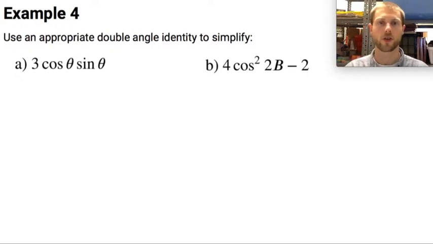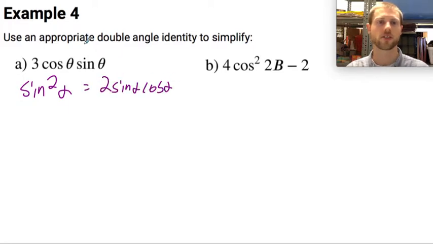Let's take a look at another example where we are simplifying using double angle identities. So I want to simplify this expression, 3 cosine of theta sine theta, using a double angle identity. Well, if I recall my double angle identities, one of them looks like this, that has a sine and a cosine. I remember that sine of 2 alpha is going to equal 2 times the sine of alpha cosine of alpha.